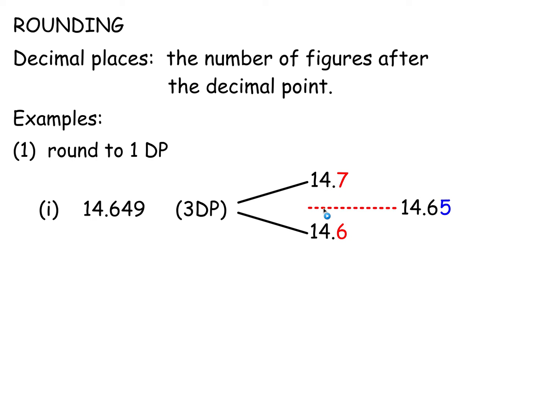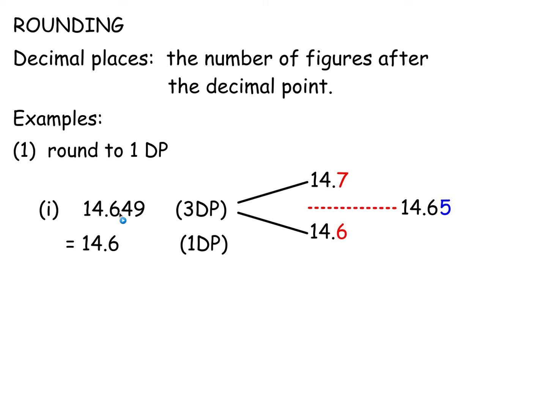Well, the halfway position is 14.65. This is 14.64. The 9's irrelevant. So 14.64 is below the halfway position. So 14.64 falls below 14.65, so it's nearer 14.6. So basically, the round off position, the first decimal place is that 6. It's followed by a 4, so it rounds down to 14.6.